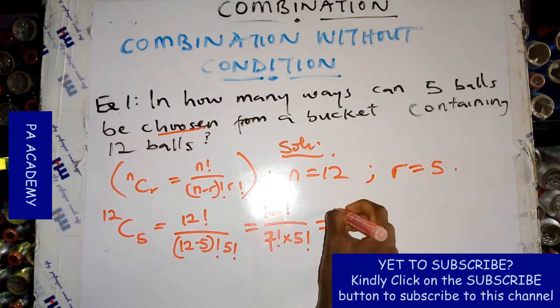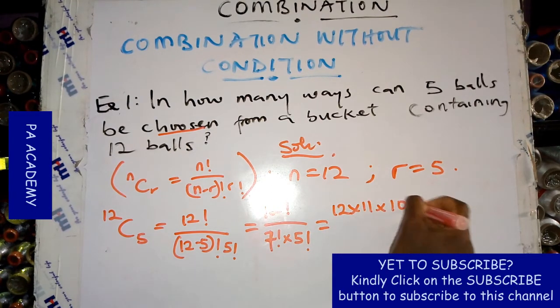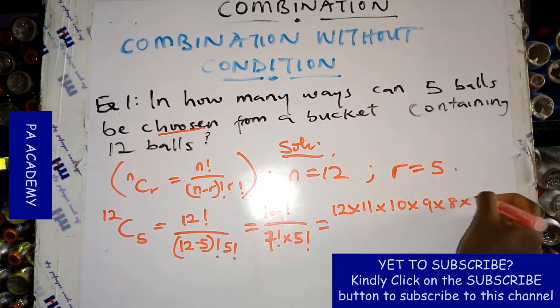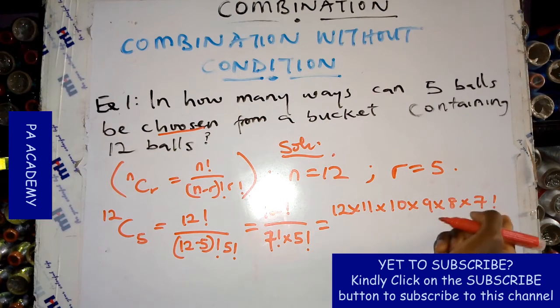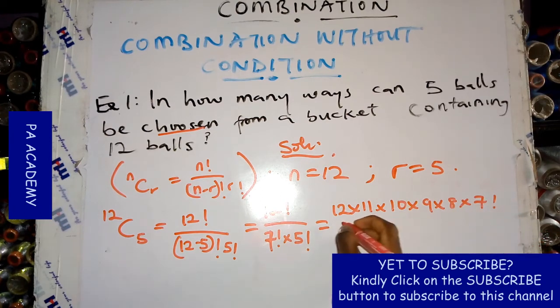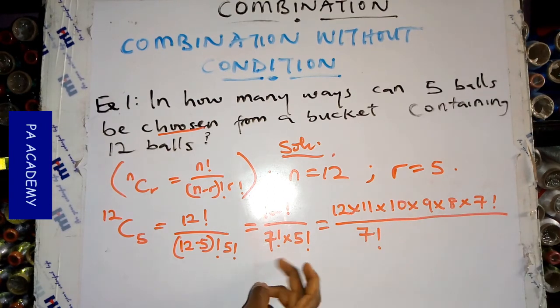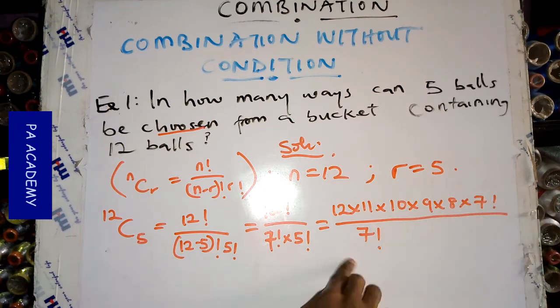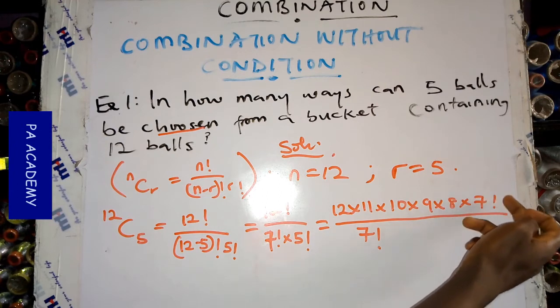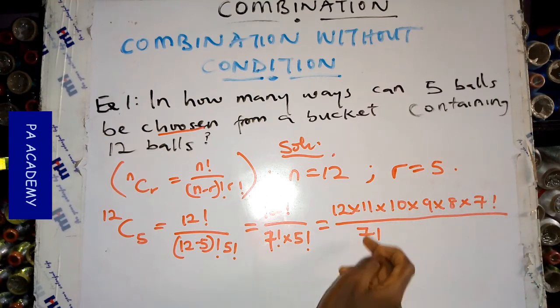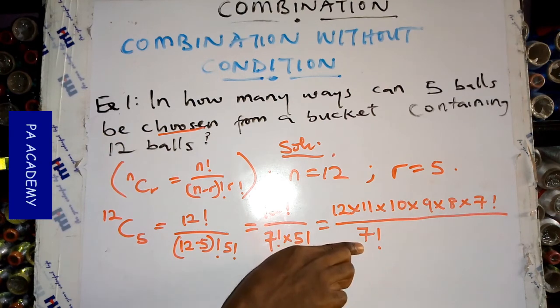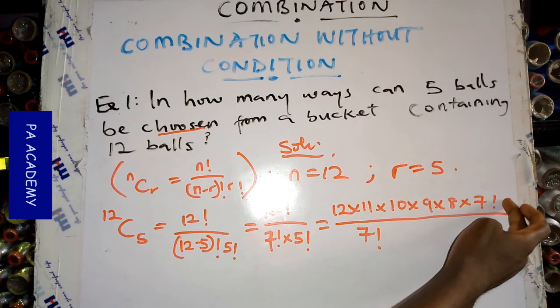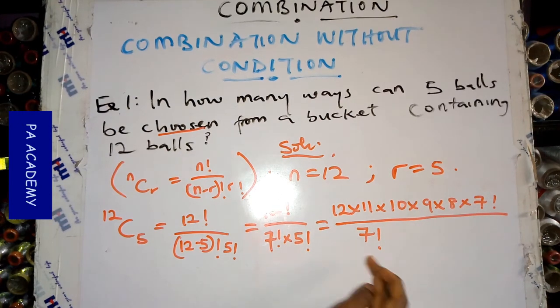For 12 factorial, that will be 12 times 11 times 10 times 9 times 8 times 7 factorial, over 7 factorial. I've also explained why we are stopping at 7 factorial, and I'll say it again here. If you look at the denominator, the highest value for factorial we are having is 7, so we can also stop. That's why I'm stopping here, so that this 7 factorial can cancel out this 7 factorial. It will save us the time of continuing from 7 times 6 times 5 till we get to 1, and then doing the same thing in the denominator. Since we have 7 factorial in the denominator, they will cancel out.